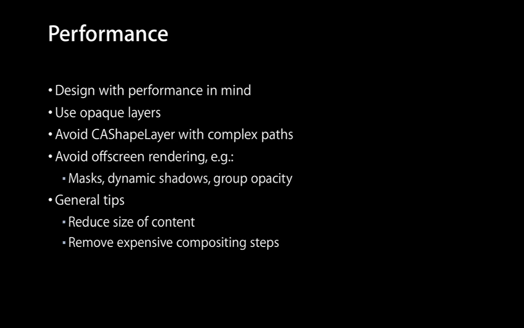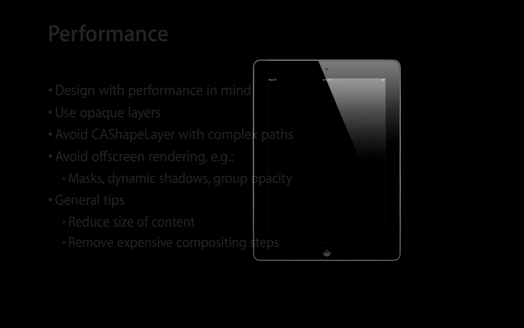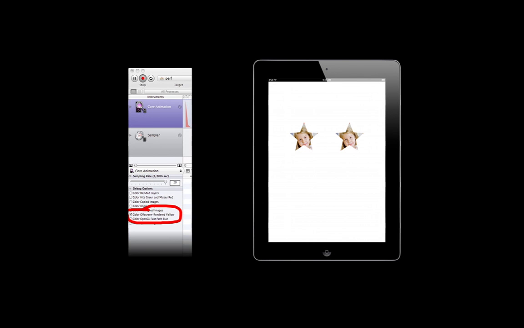Always asked to talk about performance, and I just have a few general remarks to say about that. But I want to get to the special part, so I'm going to just go very quickly over this. Certain things get rendered off-screen. Avoid those. The biggest tip I can give you is use opaque layers. CA shape layers with complex paths are often slow to render, especially if they appear within animations. And in general, reduce the size of your content and remove expensive compositing steps. There's an instruments tool you can use called Core Animation, and I'm going to skip this example because I want to get on to Tim.